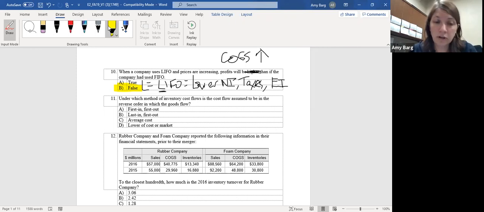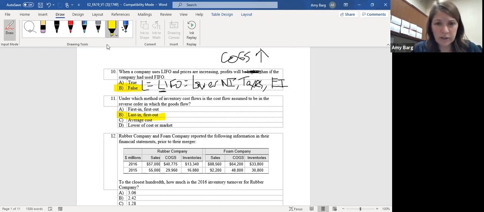You might actually report it differently, but that's not the way that the goods actually flow, which is first in, first out. So under which method of inventory cost flows is the cost flow assumed to be in the reverse order? Well, that is last in, first out.